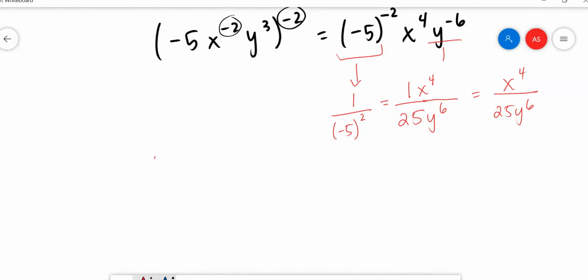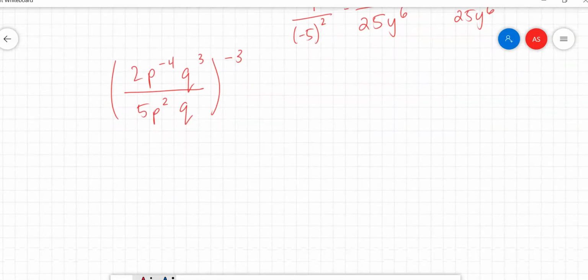Okay, here's the last one. What if you have 2p to the -4, q to the 3rd, divided by 5p squared, q, but this is all raised to the -3? Okay, make some room here.